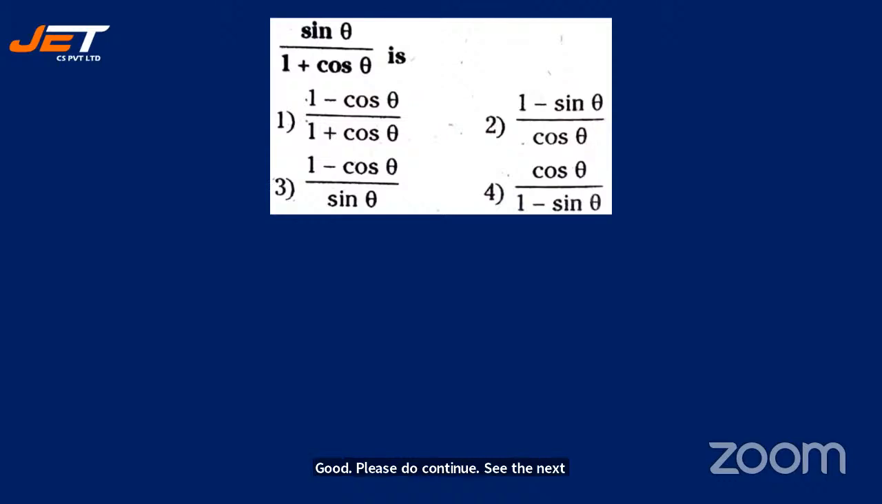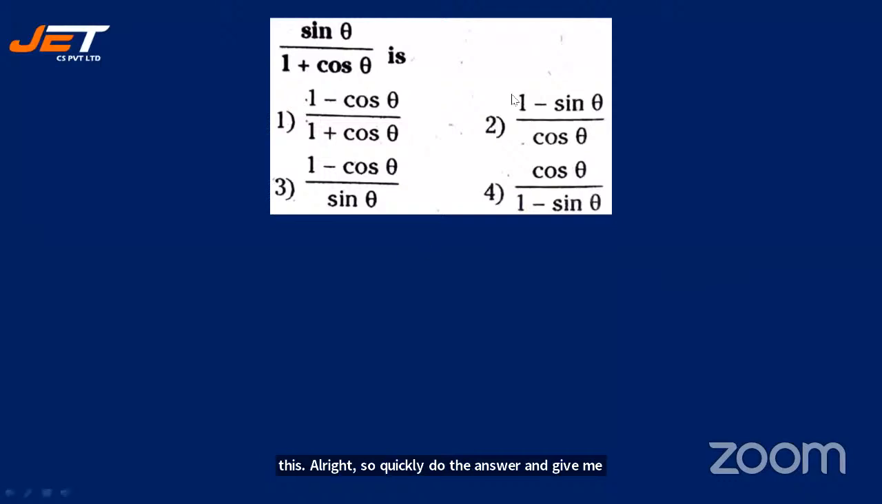Sin theta by 1 plus cos theta is dash. Is it option 1, 1 minus cos theta by 1 plus cos theta? Is it option 2, 1 minus sin theta by cos theta? Is it option 3, 1 minus cos theta by sin theta? Or is it option 4, cos theta by 1 minus sin theta? All right, so I can give you a clue. What is the relation between sin and cos? That you can actually find out, try to do the sum. So quickly do the answer and put it in the chat box.